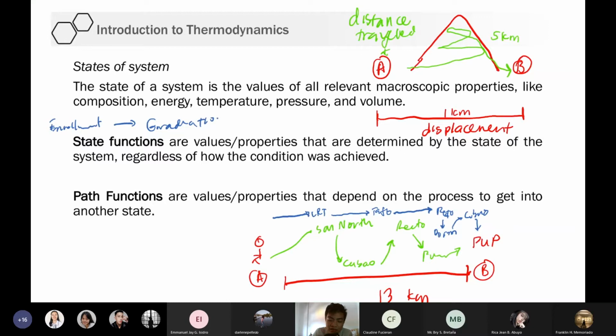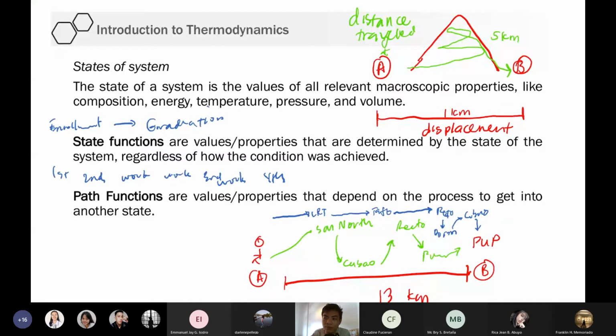Pero yung anything na ginawa mo in between, yun yung path function. Pwedeng yung first year, full-time student ka, second year, nag-work ka, tapos nag-work ka uli, nag-third year ka, habang nag-work, tapos fourth year, so yun, nakagraduate ka na. Okay? So, parang yung idea ng path function. Ang state function, mahalaga na achieve mo yung last point. Ang path function, yun yung processes na dinaanan mo to achieve the last point.